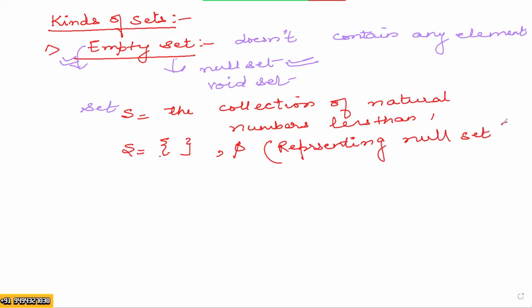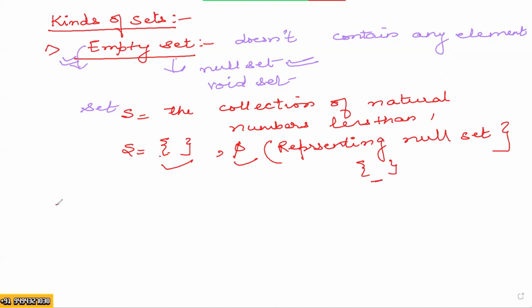Which two, ma'am? These first empty braces and second is φ. This empty braces means you have to make these two brackets only, and they should be empty. Nothing should be written inside. Okay.